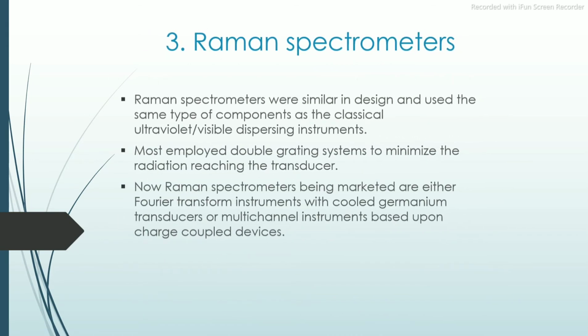Then third, Raman spectrometers. Raman spectrometers were similar in design and use the same type of components as the classical ultraviolet visible dispersing instruments. Most employed a double grating system to minimize the radiation reaching the transducer. Now Raman spectrometers are being marketed as either Fourier transform instruments with a cooled germanium transducer or a multi-channel instrument based upon a charge coupled device.